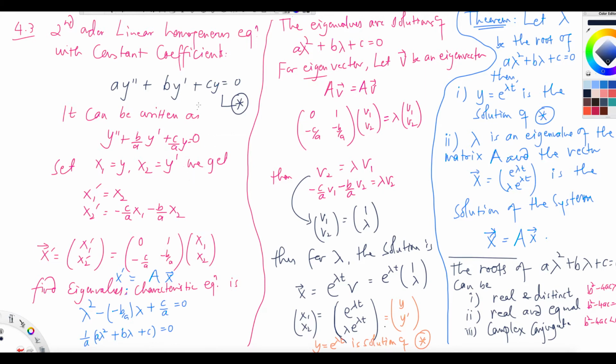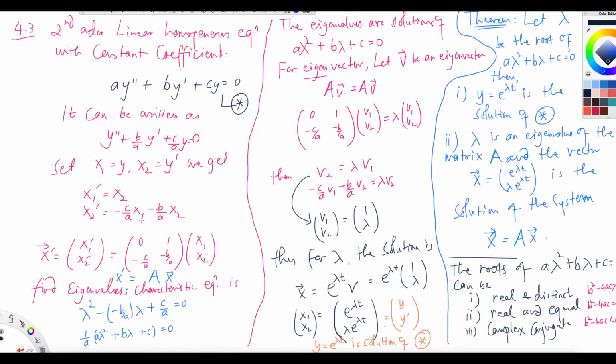Do you remember how we changed this into the system of first order linear differential equations? We assume that x1 equals y and x2 equals y prime, right? And then we get x1 prime equals x2, because if you find the derivative of this, you get x1 prime equals y prime, but y prime is actually x2. So x1 prime is x2 and x2 prime is y double prime. If you solve that, you get negative c over a x1 minus b over a x2, because x1 is y and x2 is y prime.